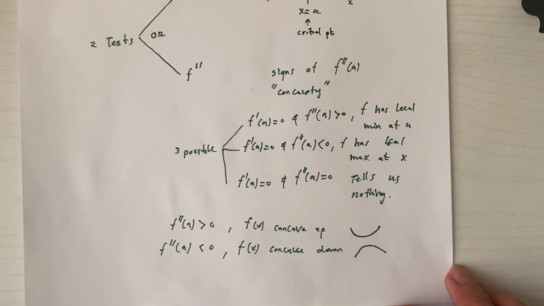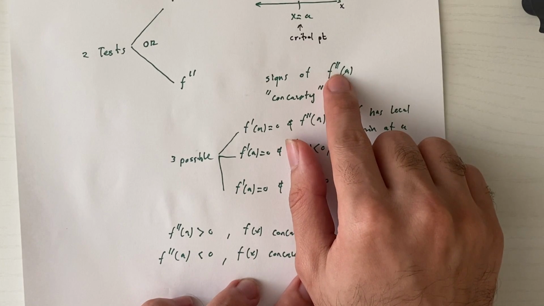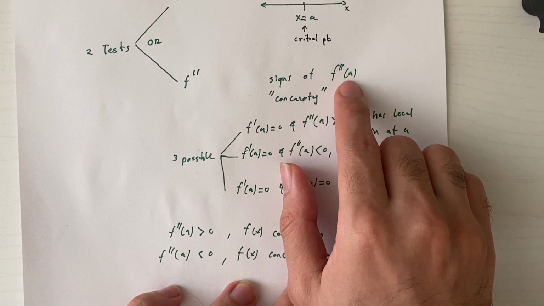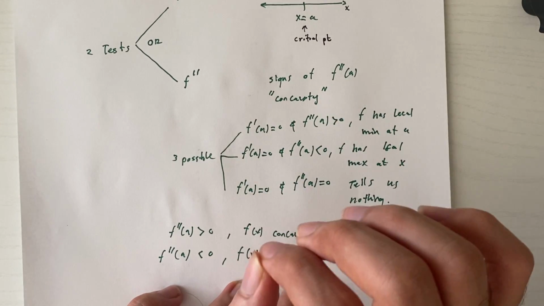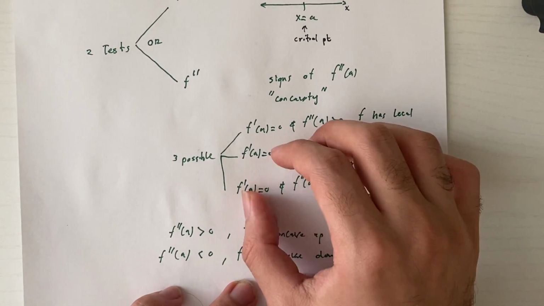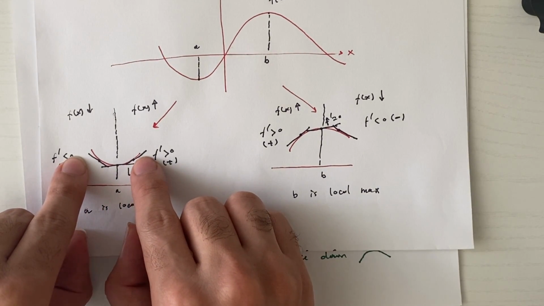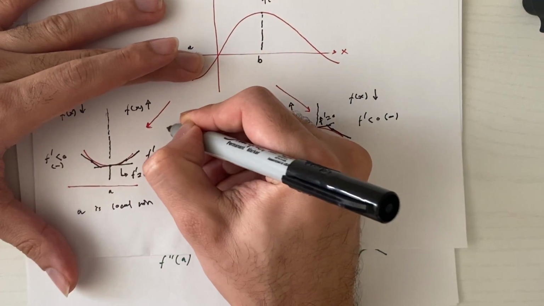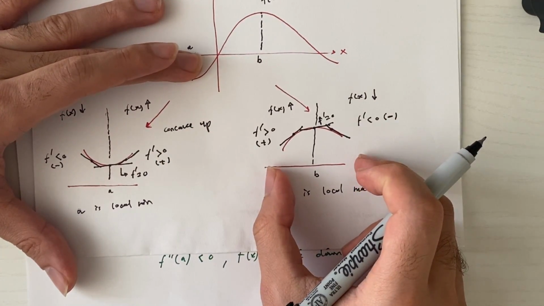So now the second derivative test. What we care about is the sign of f double prime of x, which is the second derivative. So what we care about is concavity. First, let's look at what concavity means. This shape at a is called concave up. And this shape at b is called concave down.